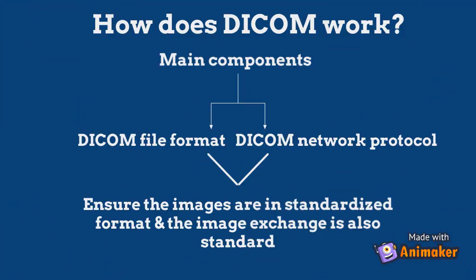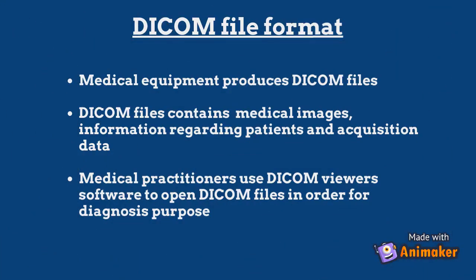How does DICOM work? DICOM works through two main components, which are the DICOM file format and the DICOM network protocol. These two components work together so that the images are in a standardized format and the image exchange is also standard. Medical equipment produces DICOM files which contain medical images, information regarding patients and acquisition data. Medical practitioners will use DICOM viewer software to open DICOM files for diagnosis purposes.